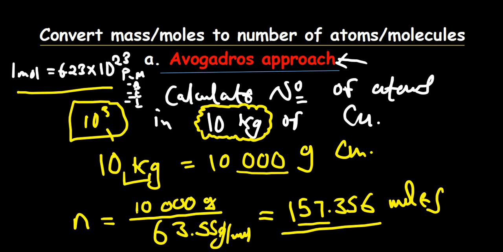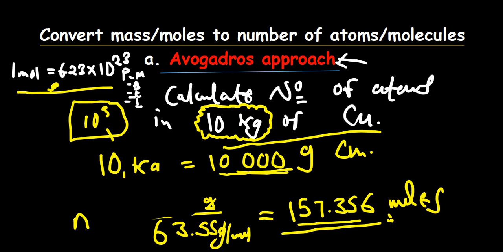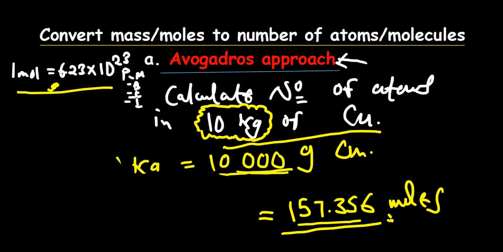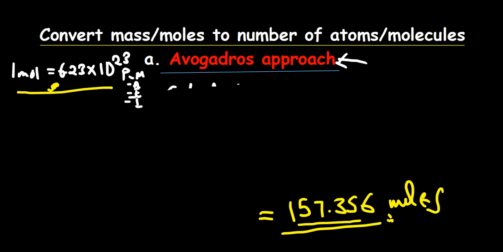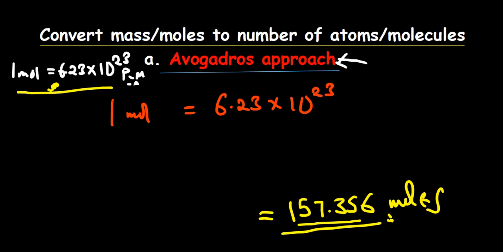So these are the number of moles of copper that are in 10,000 grams, or in 10 kg of copper. Now that we have the moles, we can use this relationship to find the number of atoms. Let's free up some space and use that relationship. We know that 1 mole is equivalent to 6.23 times 10 to the power 23 atoms.